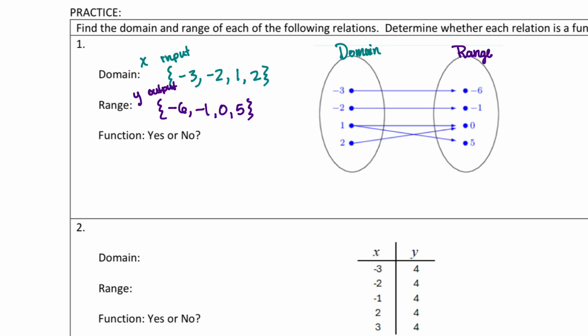Looking at this part doesn't really help because we don't know which one maps to where. We have to look over here. And is it a function? No, because of right there. It has 2 arrows coming off of it. The 0 doesn't matter. It doesn't matter that there's 2 coming to 0. It matters that there are 2 going away from 1. So it's a no.